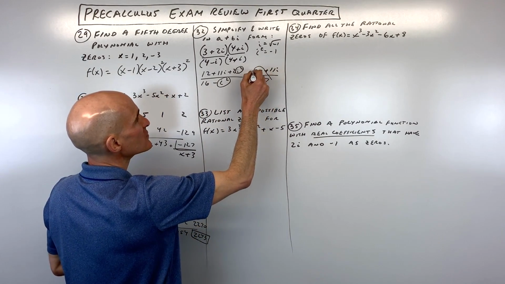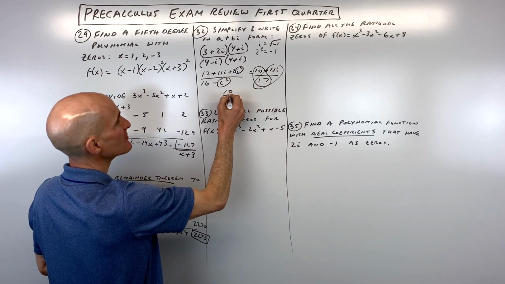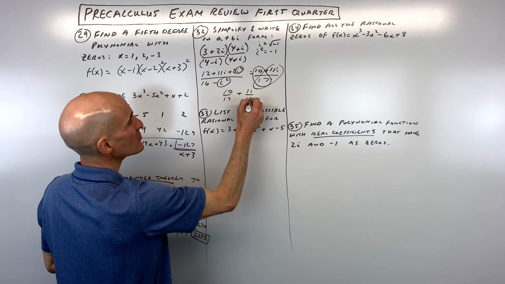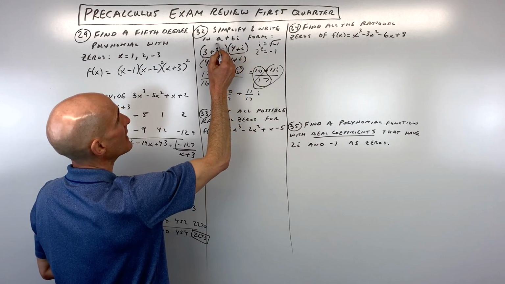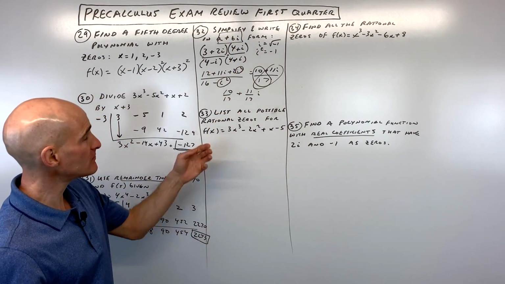But we don't want to leave it in this form. We want to actually split this up into two parts. 10 over 17 plus 11 over 17i. That's what they call the a plus bi form. It's the real part plus the imaginary part.